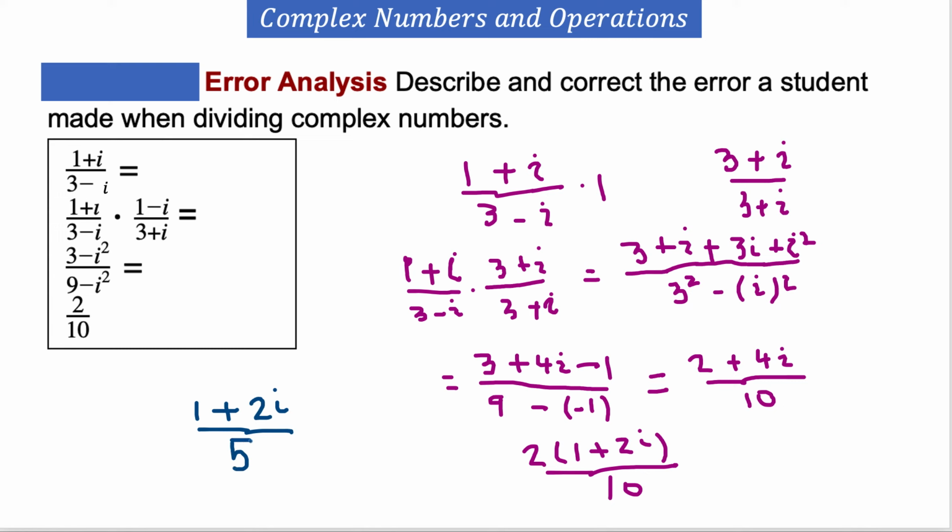So the quotient of the complex numbers with the rational denominator is the answer, which is completely different from the student's answer. So this one here was a mistake.